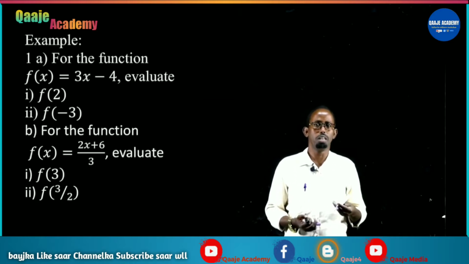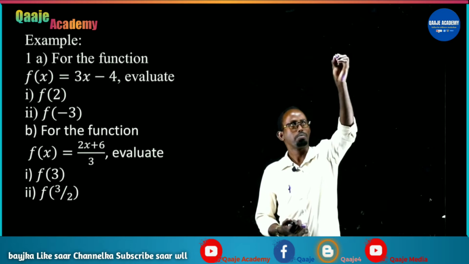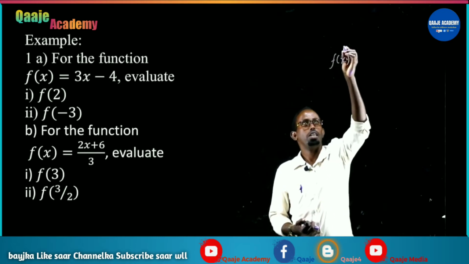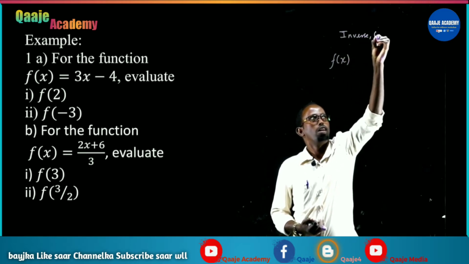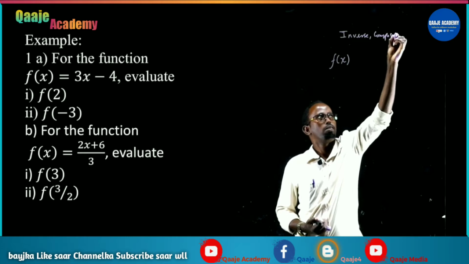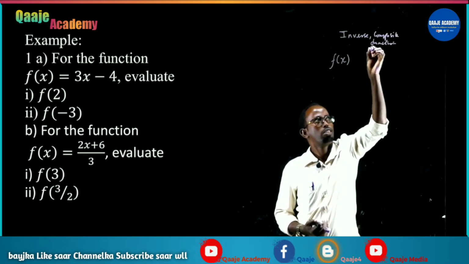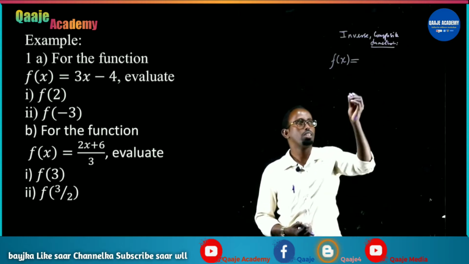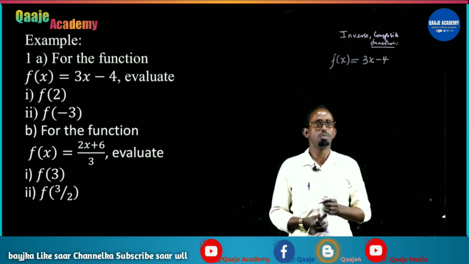Now, example number 1. We are told to find, for the functions f of x, inverse and composite functions. Inverse and composite functions. Now we are told f of x is equal to 3x minus 4. Now evaluate f2.